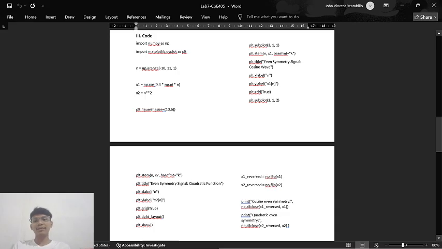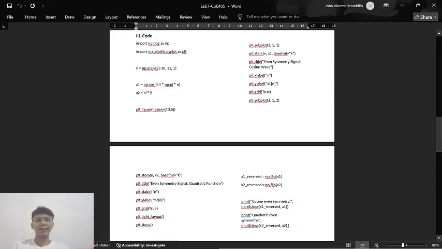In this activity, I use Python to generate two examples of even symmetric signals, a cosine wave and a quadratic function. I first defined a range of values from -10 to +10. Then I created the first signal using the equation cosine of 0.3 pi n and the second signal as n squared. When I plotted both signals, I observed that they were mirror images along the vertical axis.